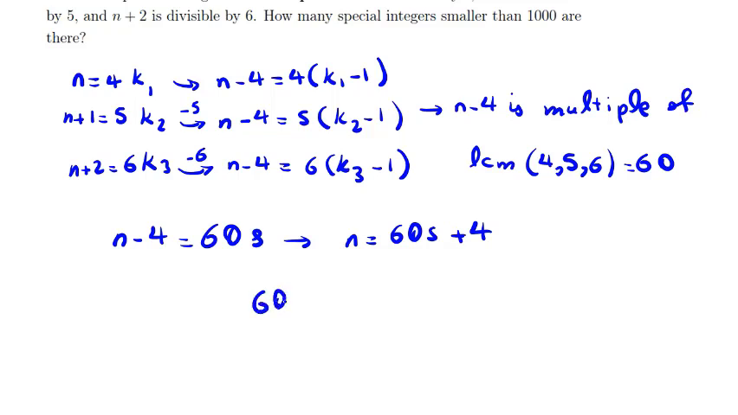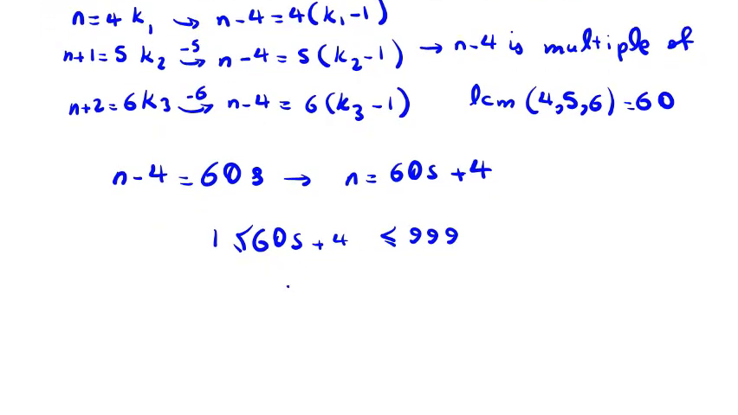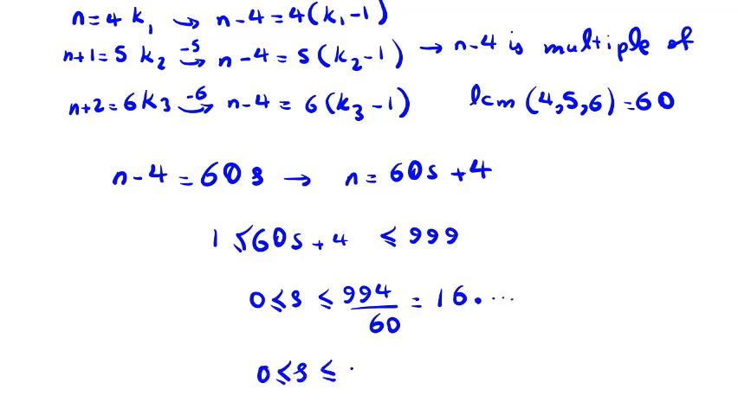So let's consider it. 60s plus 4 is greater than or equal to 1, less than or equal to 999. So s is greater than or equal to 0, and if we subtract the 4 from this, it will be 994 over 60, which is 16 point something. So because s is an integer, s is greater than or equal to 0, less than or equal to 16. So we have 17 answers for s, so we have 17 answers for n. So the answer is equal to 17.